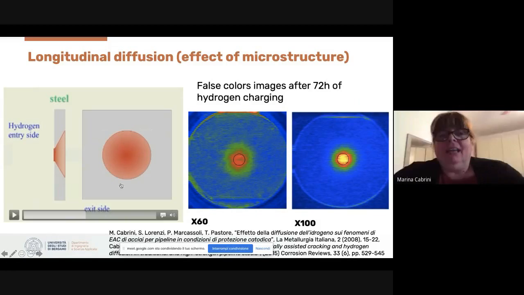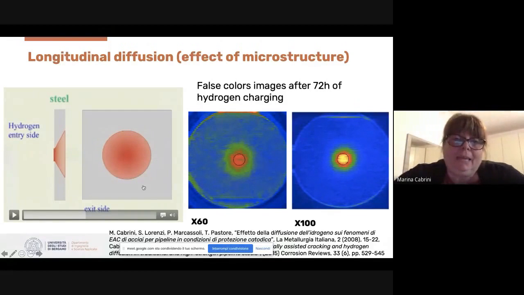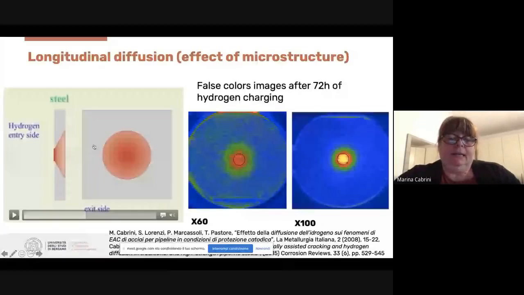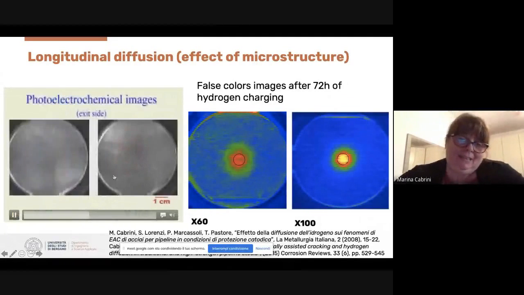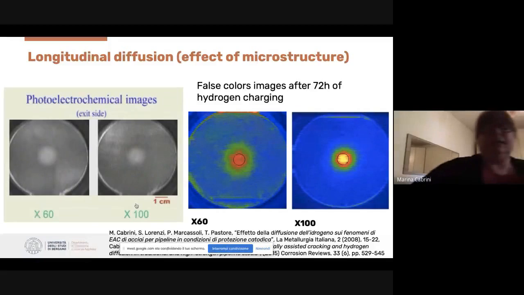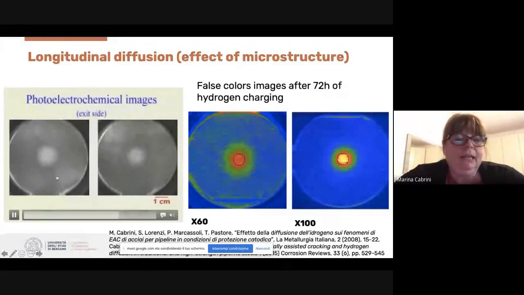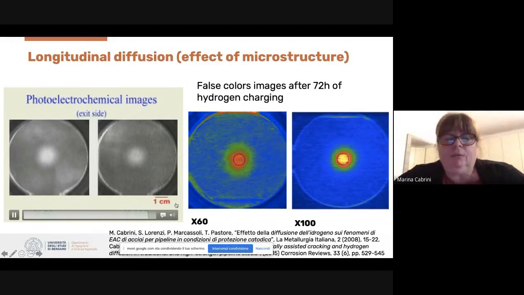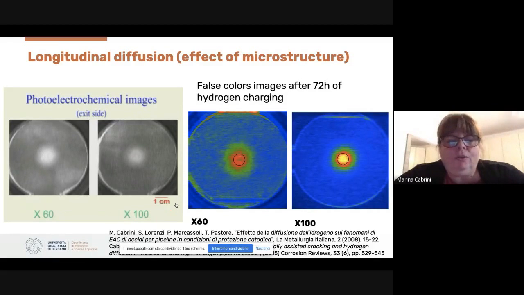And we made the photoelectrochemical maps in the external zone for two kinds of steel. One is a banded steel with a large band of ferritic-pearlitic, and the other is a high strength steel with a very fine band of acicular ferrite and perlite or bainite inside this band.